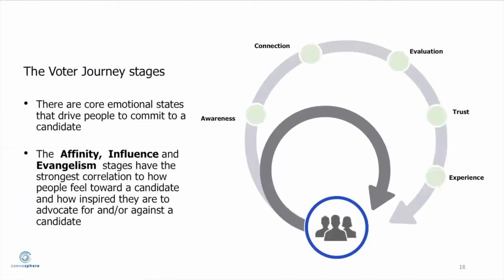Here are the voter journey stages. These 8 different stages along the voter journey are core emotional stages that drive people to commit to a candidate. The highlighted stages here are affinity, influence, and evangelism, and these have the strongest correlations with how inspired people either argue or fight for a candidate or to fight against the opponent. We would expect differences between the main candidates in these 3 stages where emotions are expressed the most.